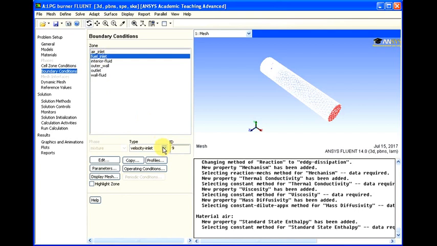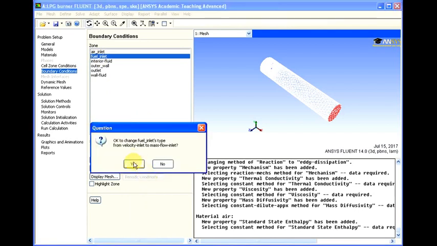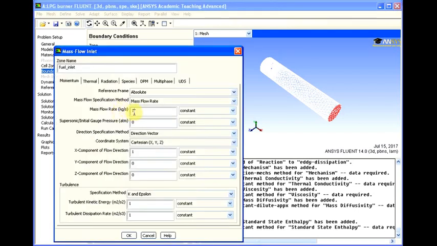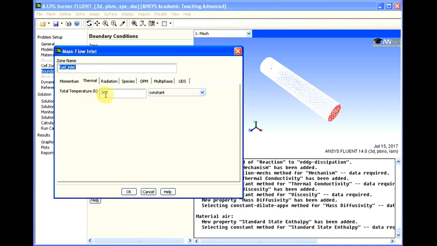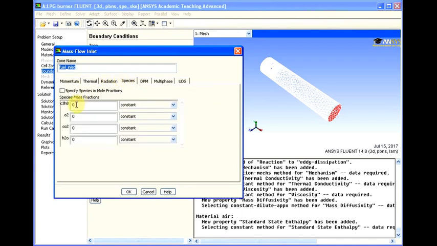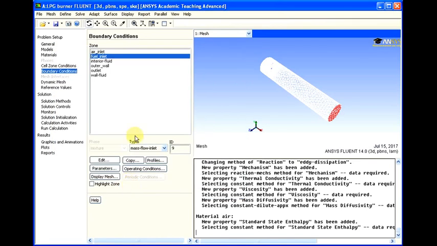Now for the fuel inlet, we change it also to mass flow inlet. The flow rate is 0.003. The air-fuel ratio is about 17, a bit lean. Fuel pressure is about 2 bar here, normal to boundary. For temperature, 300 kelvin, cold flow. Then for species, you have to put the fuel as 1, meaning 100%, either mass or mole, it doesn't matter.